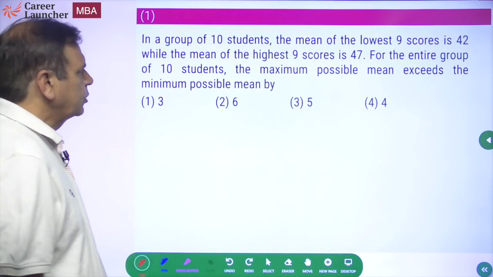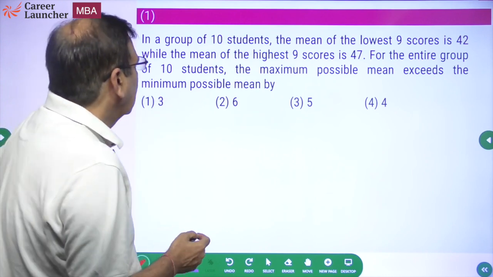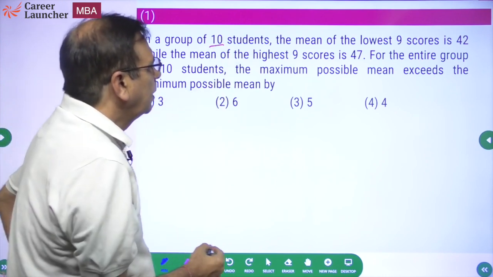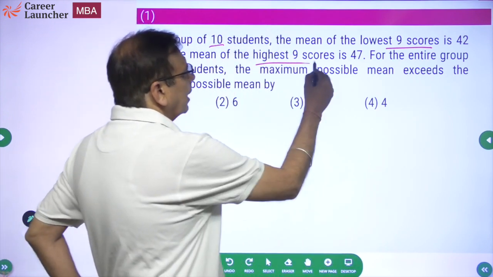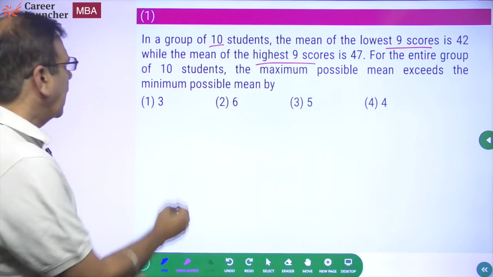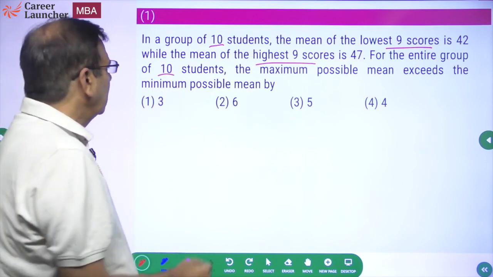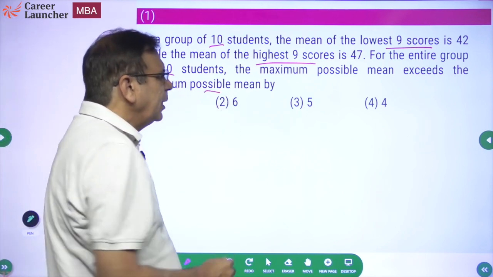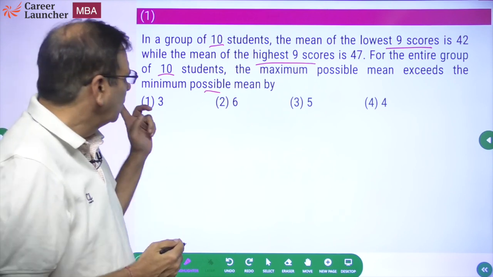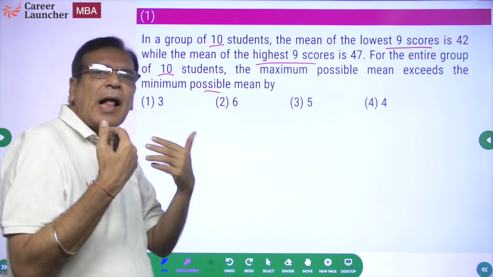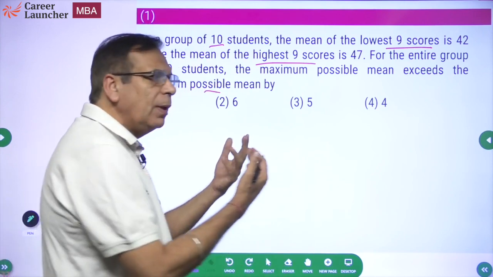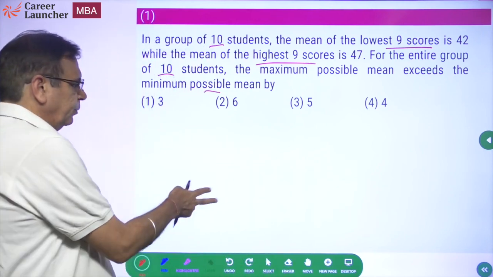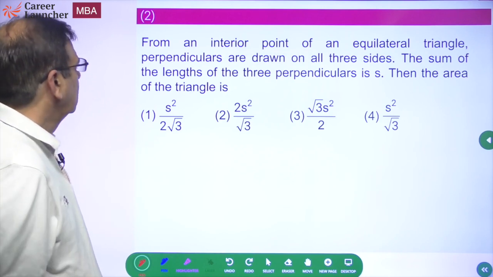Okay. First question. In a group of 10 students, the mean of the lowest 9 scores is 42, while the mean of the highest 9 is 47. For the entire group of 10 students, the maximum possible mean exceeds the minimum possible mean by भैया choices बहुत पास हैं. 3, 4, 5, 6, and this will be calculation oriented. And the choices again will not be of any use to me, so I will leave this question at this point of time.